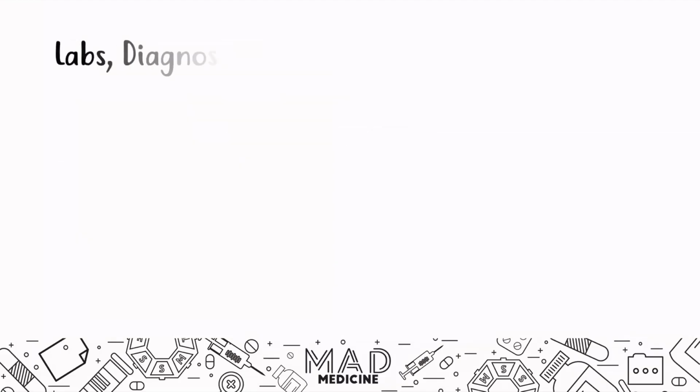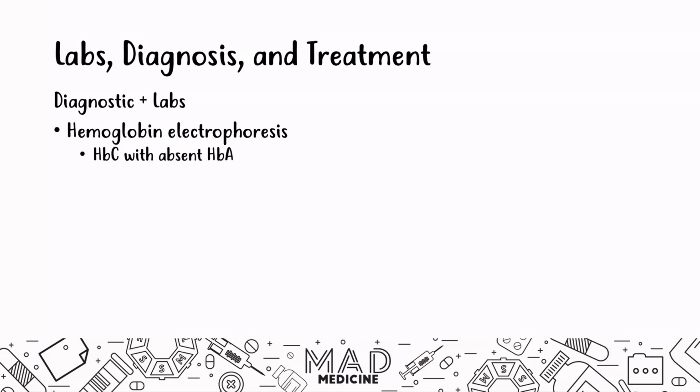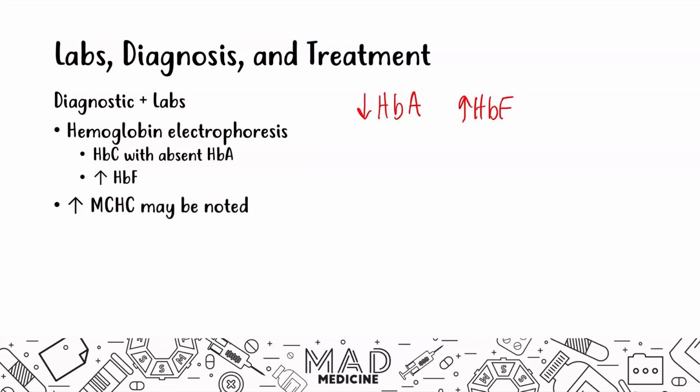So when it comes to labs and diagnoses, you want to look at the hemoglobin and you want to do a hemoglobin electrophoresis. In this case, you're gonna see hemoglobin C with absent hemoglobin A. So because you have decreased hemoglobin A, what is gonna go up? Hemoglobin F. There you go. You're gonna see an increase in hemoglobin F concentration than normal. You're also gonna see an increase in MCHC.